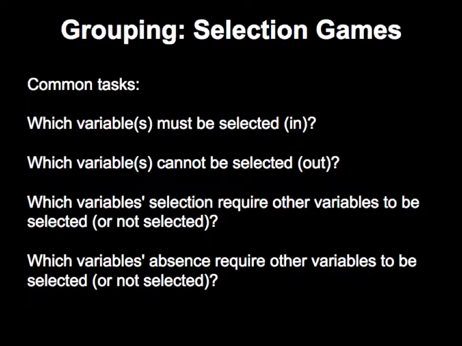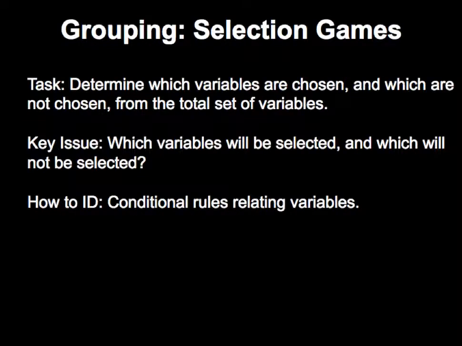Now, common tasks these games involve: which variables must be selected or chosen to be in, which cannot be selected, chosen to be out, which variables require that others be chosen or not be chosen, and which variables being out require other variables to be chosen or not to be chosen. A lot there. It seems more abstract than it is. Real examples will make this more palatable and understandable for you. Now, ultimately, our task is to determine which are chosen and which are not from the total set of variables.